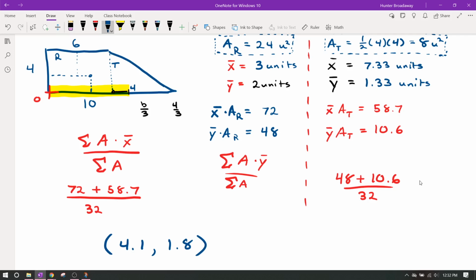So that is how you would work an example of a centroid in a complicated situation. And the formula to be able to do that is you're going to have to do the sum of the A times x and the sum of the A times y. And I believe that's it.